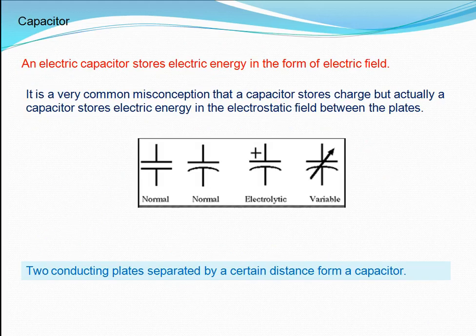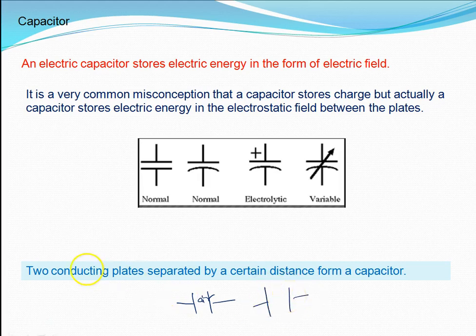Okay. Capacitor I have discussed earlier, but again I am discussing the definition: two conducting plates separated by a certain distance form the capacitor, and between the plates there may be air, like you said these are the two plates, between there is an air capacitor, or between there is a dielectric capacitor.